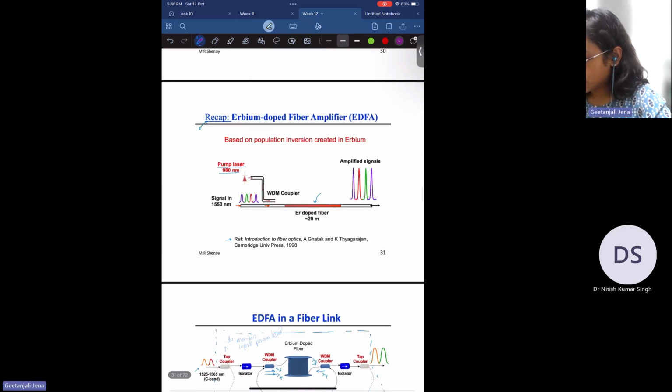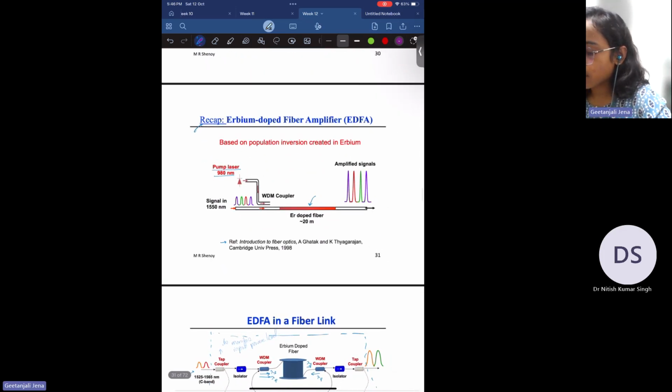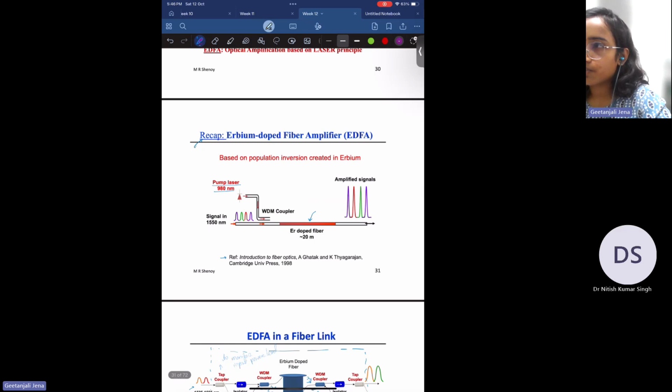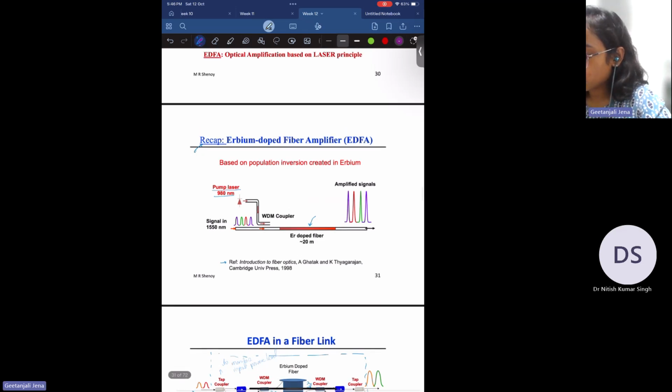So let us quickly see what is EDFA. This we have already seen in the first few live sessions. So when you have EDFA, you use WDM coupler to couple the signal and pump wavelength efficiently to the fiber link. And in the fiber link, the signal will be amplified when it passes through the erbium doped fiber. So you can see this is the amplified signal when you have an input signal like this.